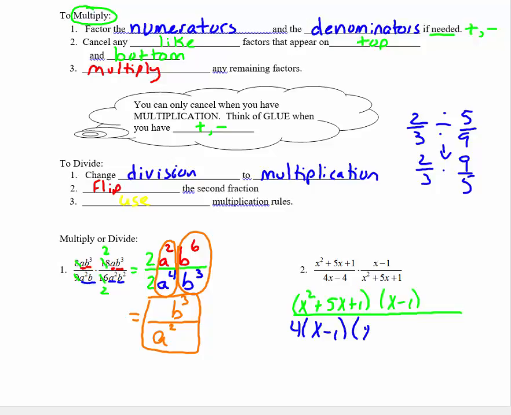And again, the x squared plus 5x plus 1 cannot be factored, so I'll leave it as is. At this point, I'll cancel any like term that appears on top and bottom. X minus 1 appears on top and bottom. X squared plus 5x plus 1 appears on top and bottom. So be very careful with your answer. Your answer is not 4. What's on top is a 1, and the 4 is left on bottom. So your answer is 1/4.